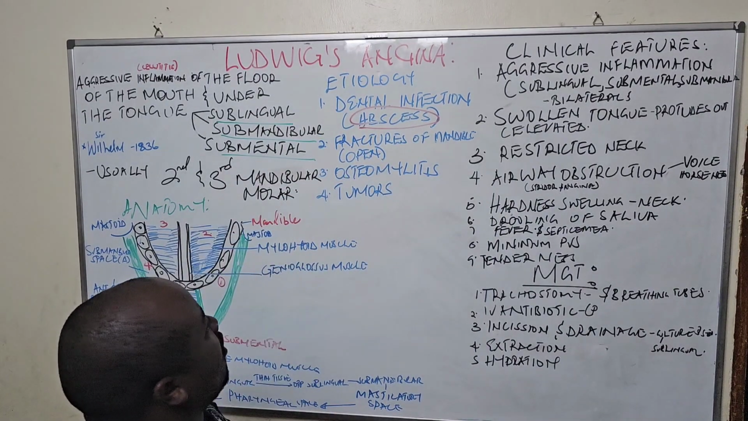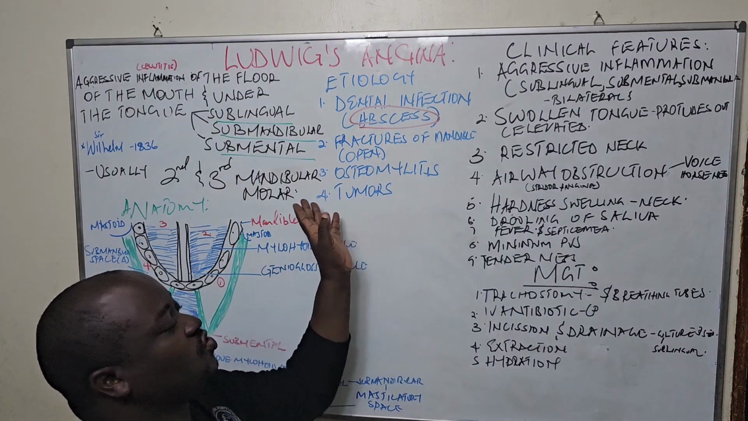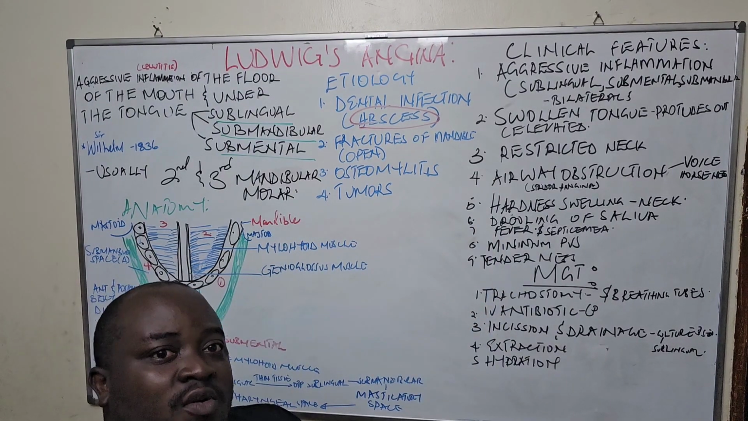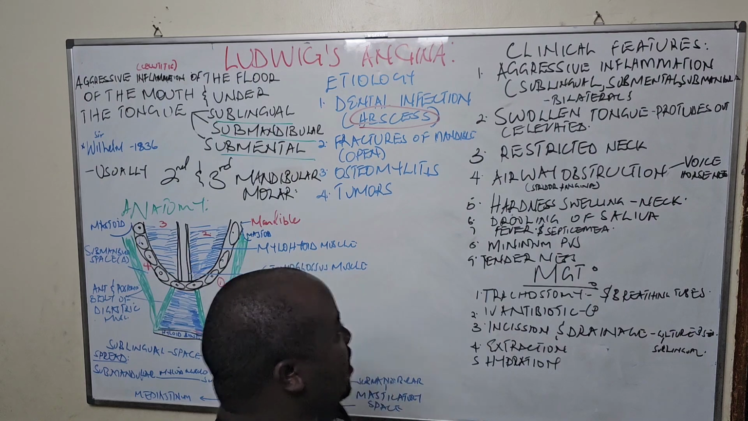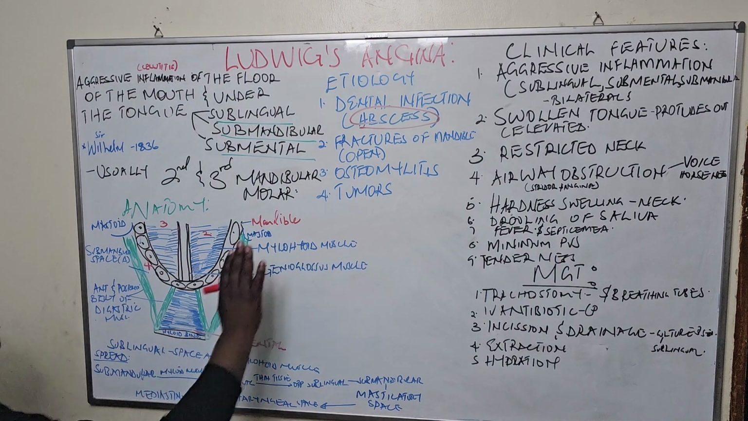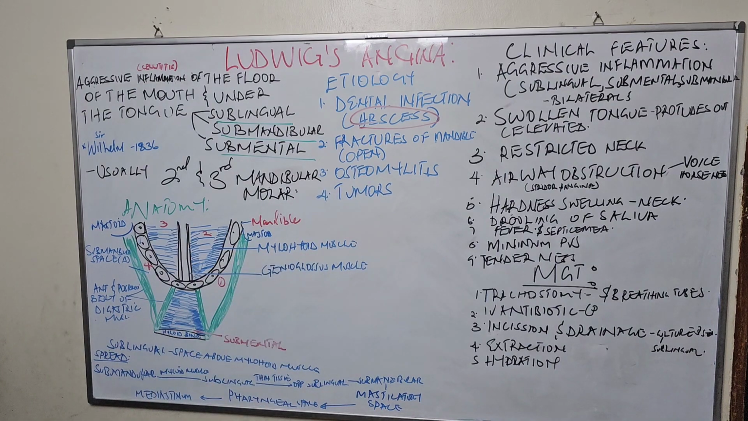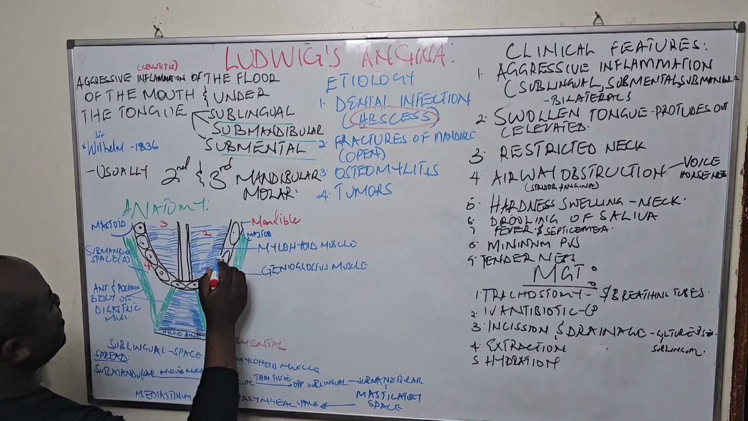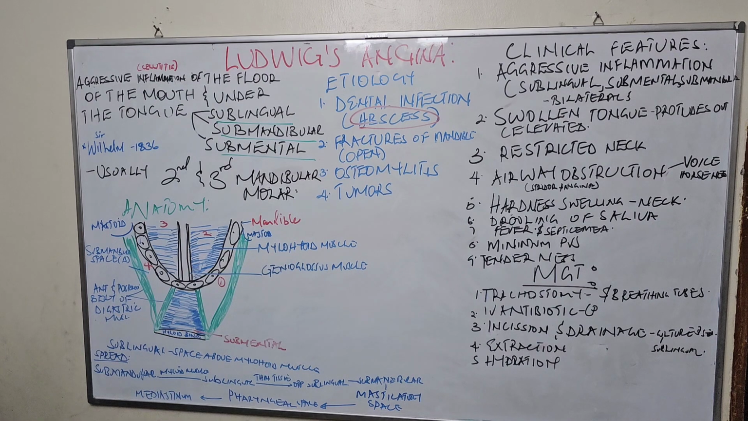To the body. We have osteomyelitis, we have tumors of oral origin, and others. So we have the anatomy. I'm done with etiology. Anatomy. You know this one in black here, this is our mandible.